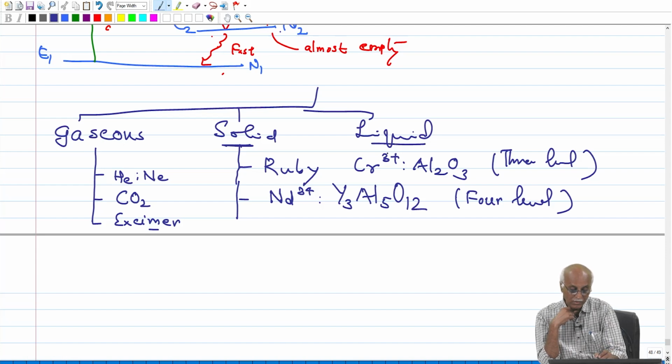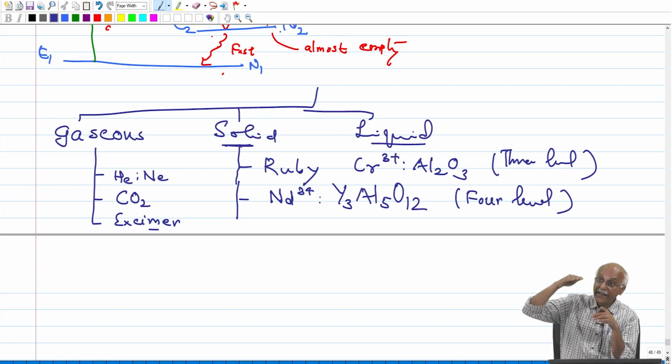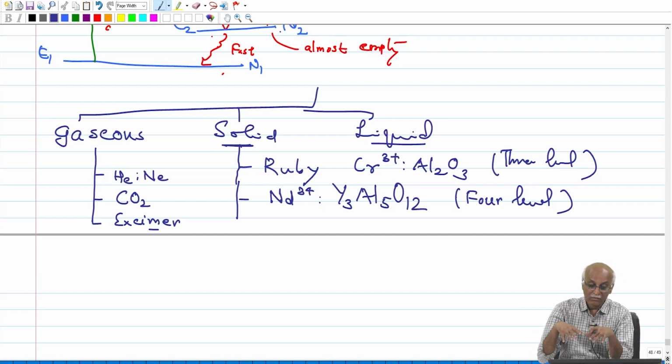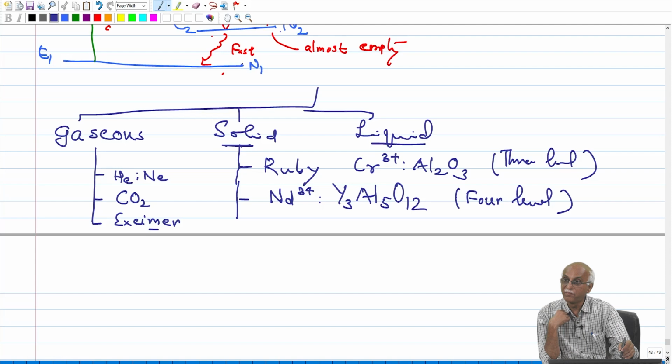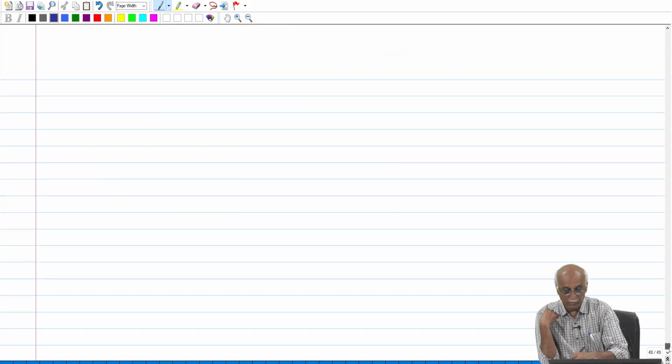Liquid media are also there, which are different dyes. Different dyes are available, and they also get excited through optical input. So optical light interacts with the liquid media and excites the molecules to particular energy levels, and then we will be able to observe 4 level based emissions, or 3 level, depending upon the medium.